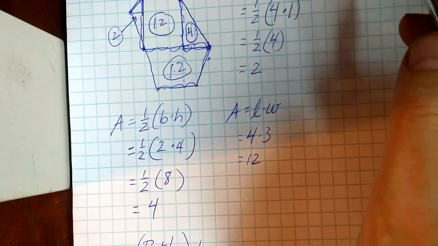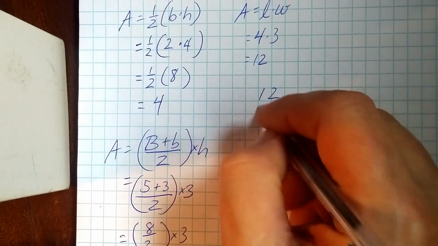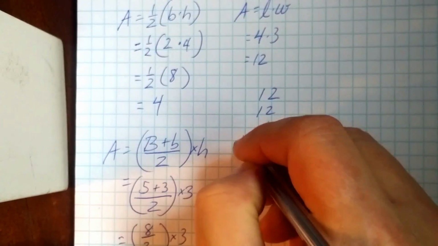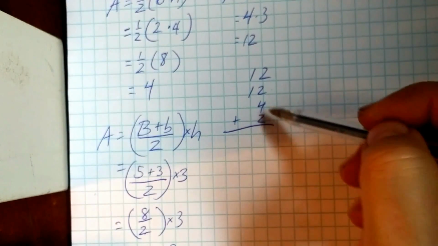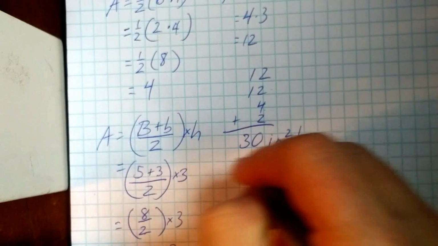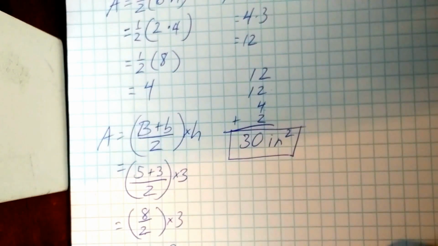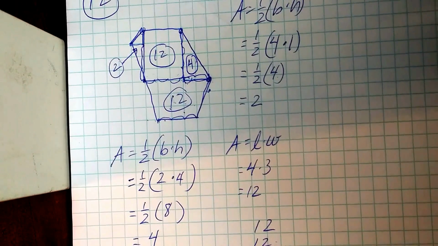So then we would simply add these. We have 12, 12, 4, and 2. So we're simply going to add those 4 shapes, and we're going to get 24, 28, 29, 30. And they said they were square inches. So this hexagon here will have 30 square inches.